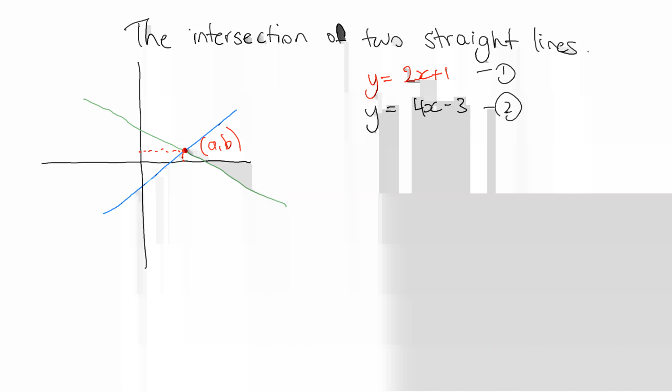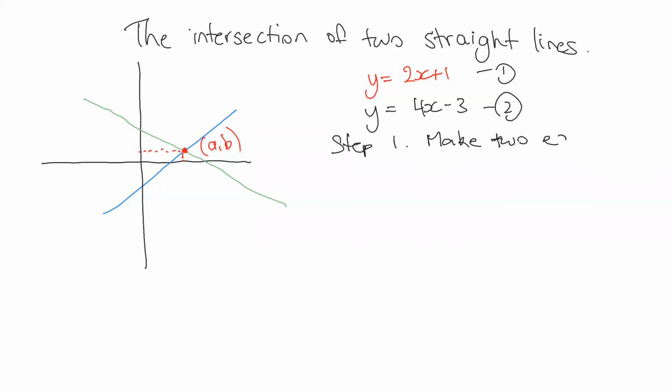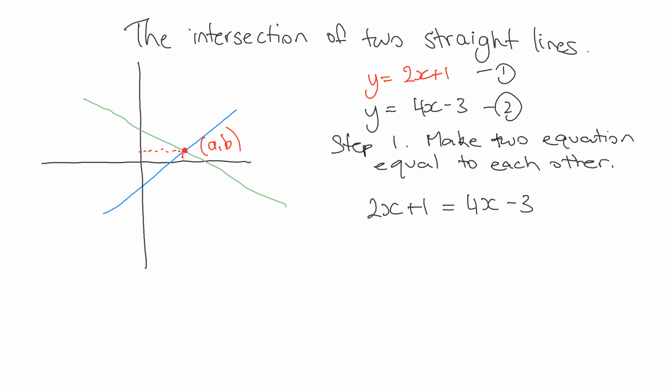So step 1: make the two equations equal to each other. What that means is we get 2x plus 1 is equal to 4x minus 3. And obviously you can see that to find the x coordinate, we need to have the x's on one side and the numbers on one side.